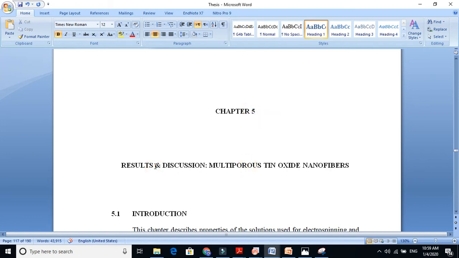Basically my work was divided into 3 parts. The first was the nanoparticles. In the 4th chapter, result and discussion, I explained nanoparticles. This one is now nanofibers. And the 6th chapter of my result and discussion will be the composite of these structures. Okay, so let's go and see.